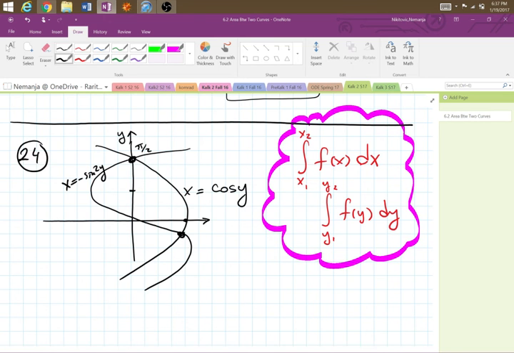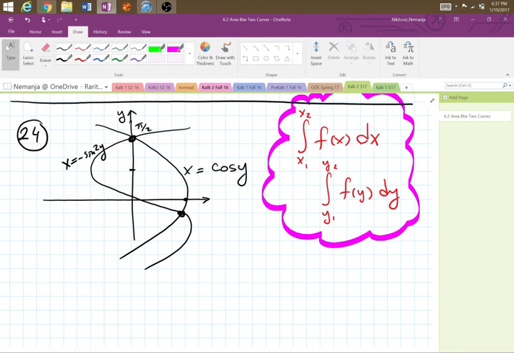We can exploit symmetry in this case. I have to set these two equal to each other so I can solve for y. I don't know what this y is on the bottom. The top one is given, it's pi over 2. So sine 2y is equal to cosine y. How's your pre-calc 2? What should I do to solve this equation? Help me. Sine 2y equals 2 sine y cosine y also. Yep.